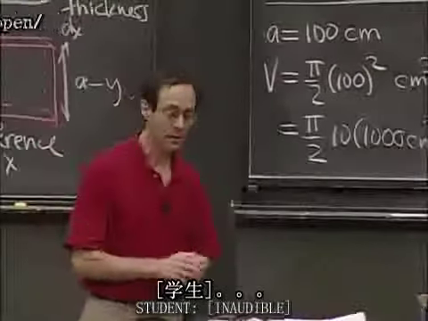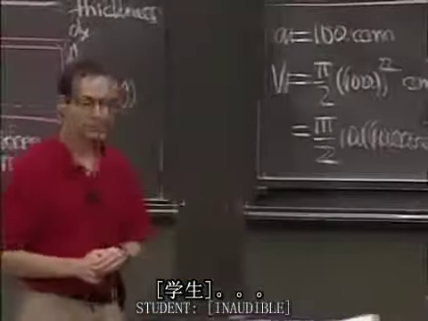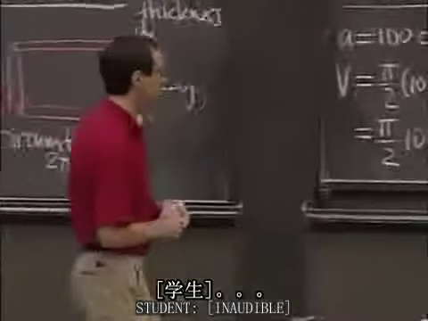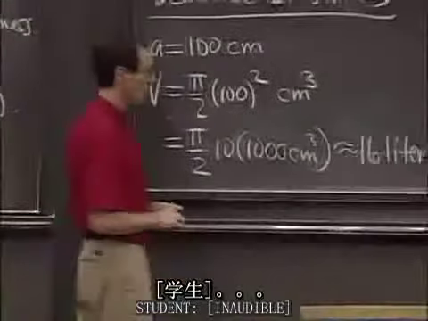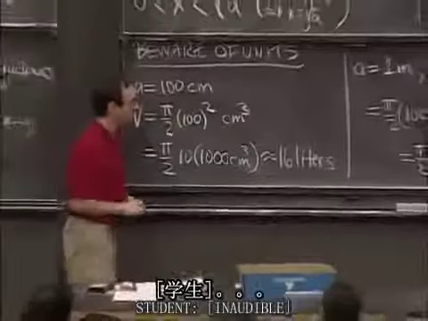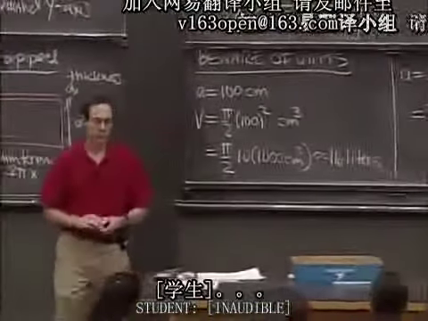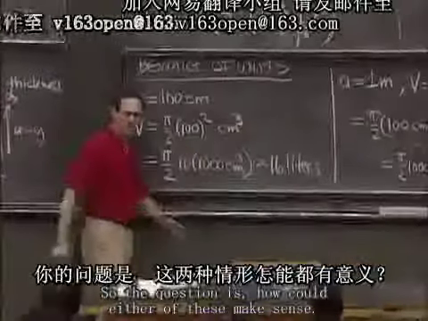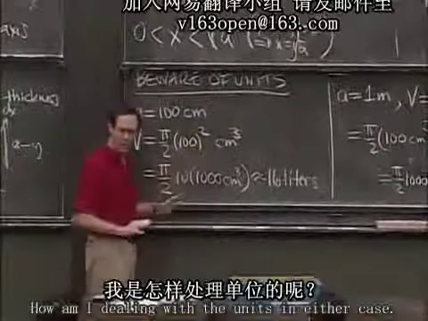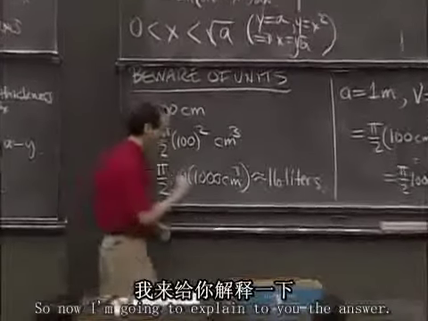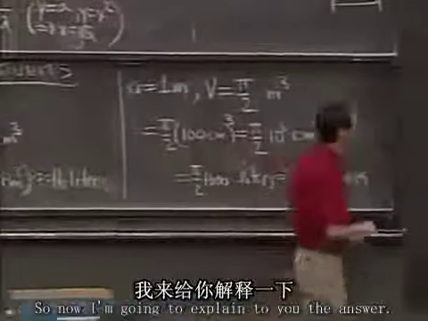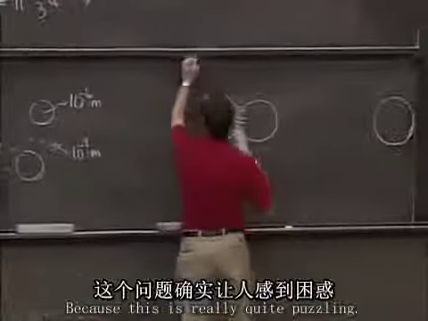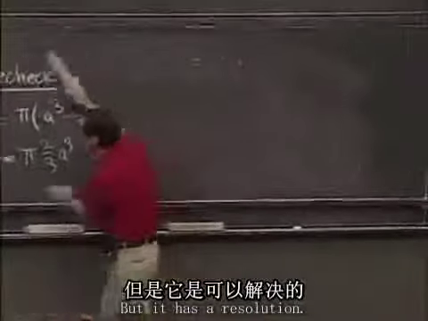Yes? How are you introducing units like cubes when it's only squared? I know the volume has to be cubic units. However, the equation. Right. So the question is, how could either of these make sense? How am I dealing with the units in either case? All right? So now I'm going to explain to you the answer, because this is really quite puzzling, but it has a resolution.